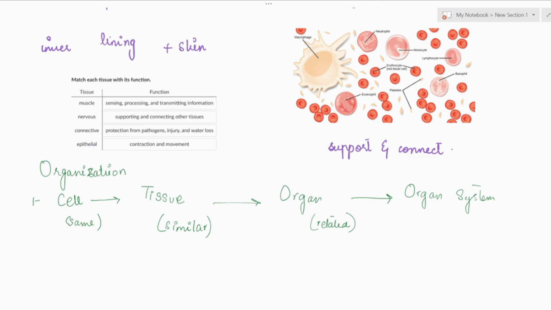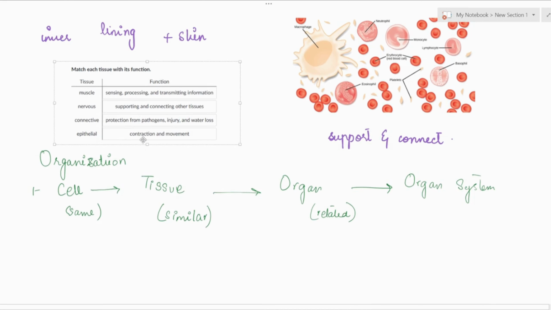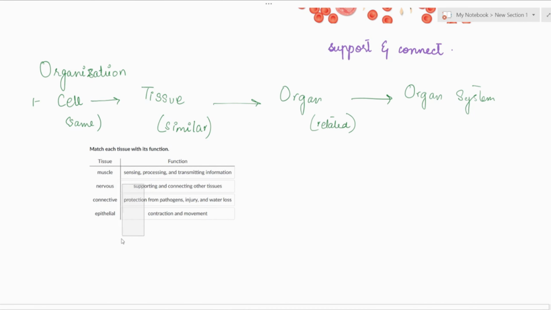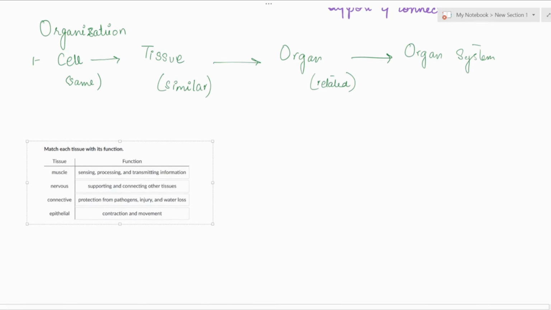I've given you one question here. Can you match each tissue with its function? It's a question for you. You need to tell me what is the function of what. You can read it first of all and then tell me the answers. Read it carefully. There's no need to hurry. Last one. Okay. Contraction and movement.